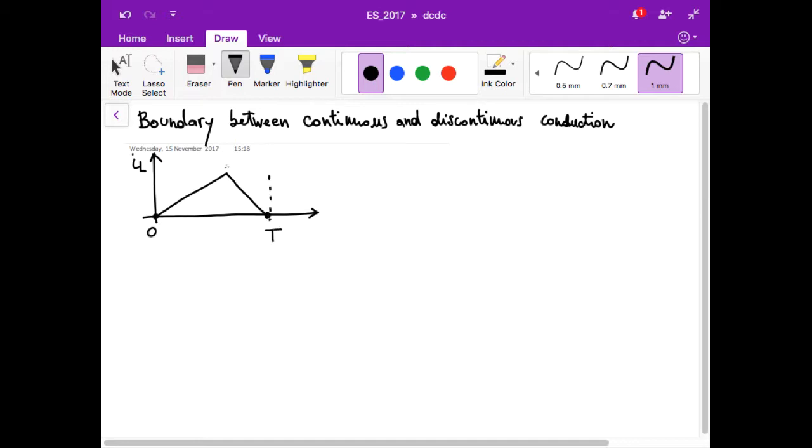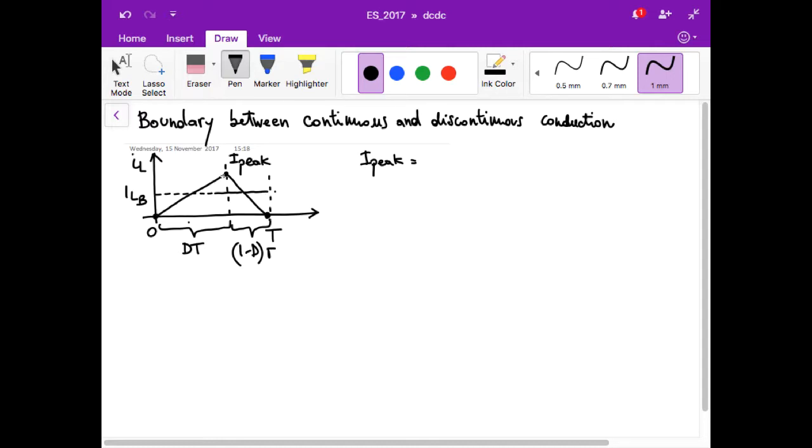This is the boundary, this is T on, this is T off. So the peak current is important for us because it gives us also the average current in the inductor.